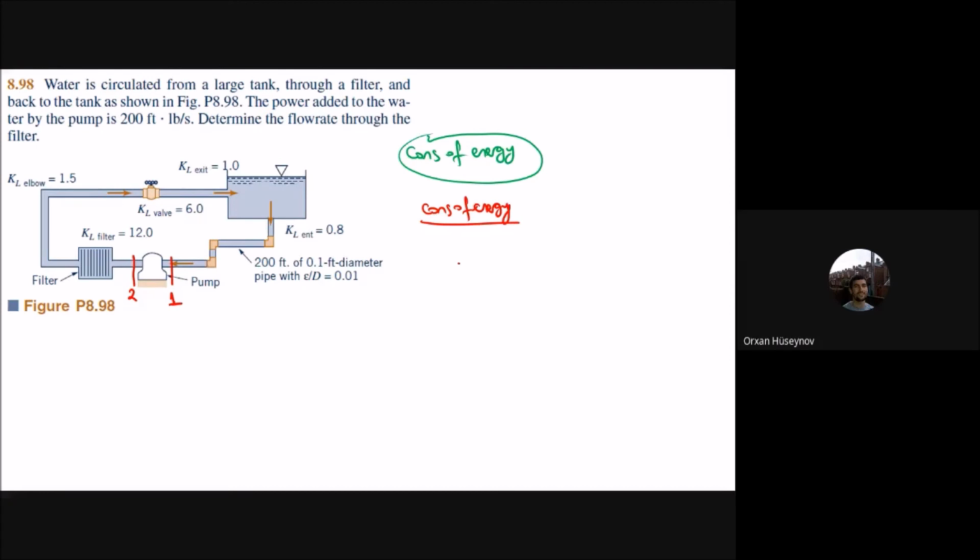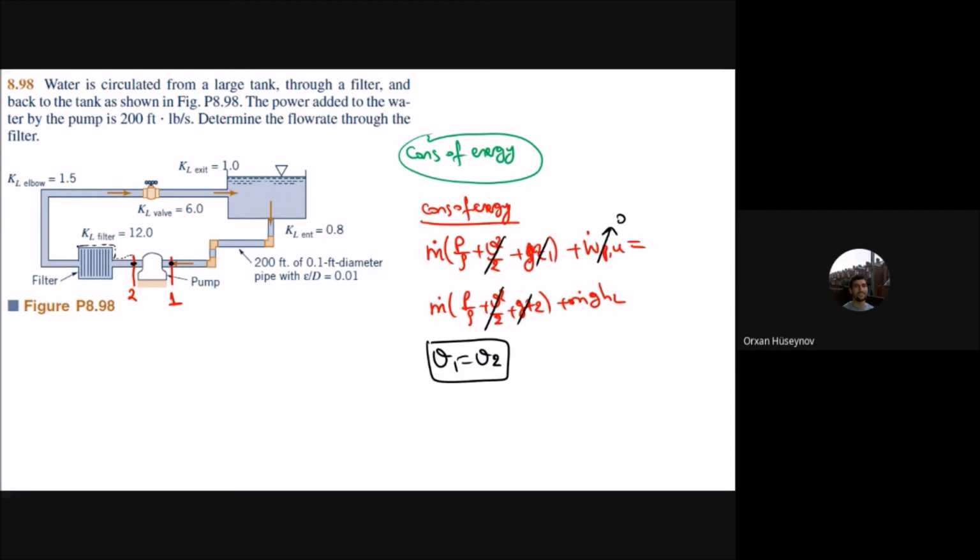If you write the conservation of energy, you will have m dot times (P by rho plus V squared by 2 plus G Z1), plus the work of the pump, which is the useful part, equal to m dot times (P by rho plus V squared by 2 plus G Z2), plus the head losses, m dot G HL.